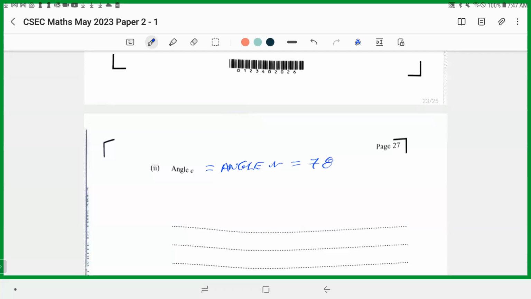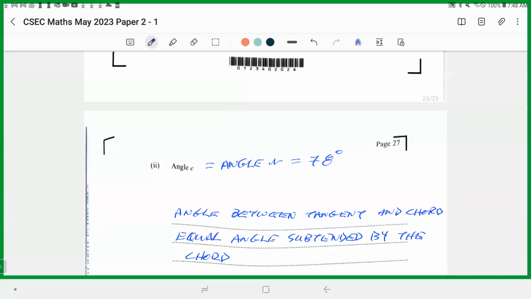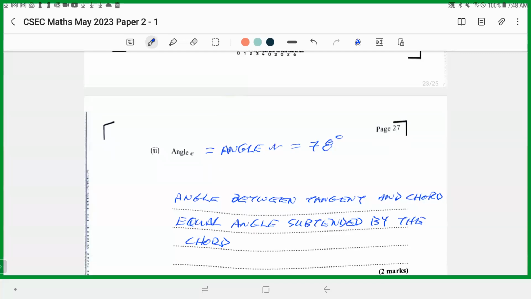Which is 78 degrees. And the reason is that the angle between a tangent and a chord equals the angle subtended by the chord at the circumference in the alternate segment.